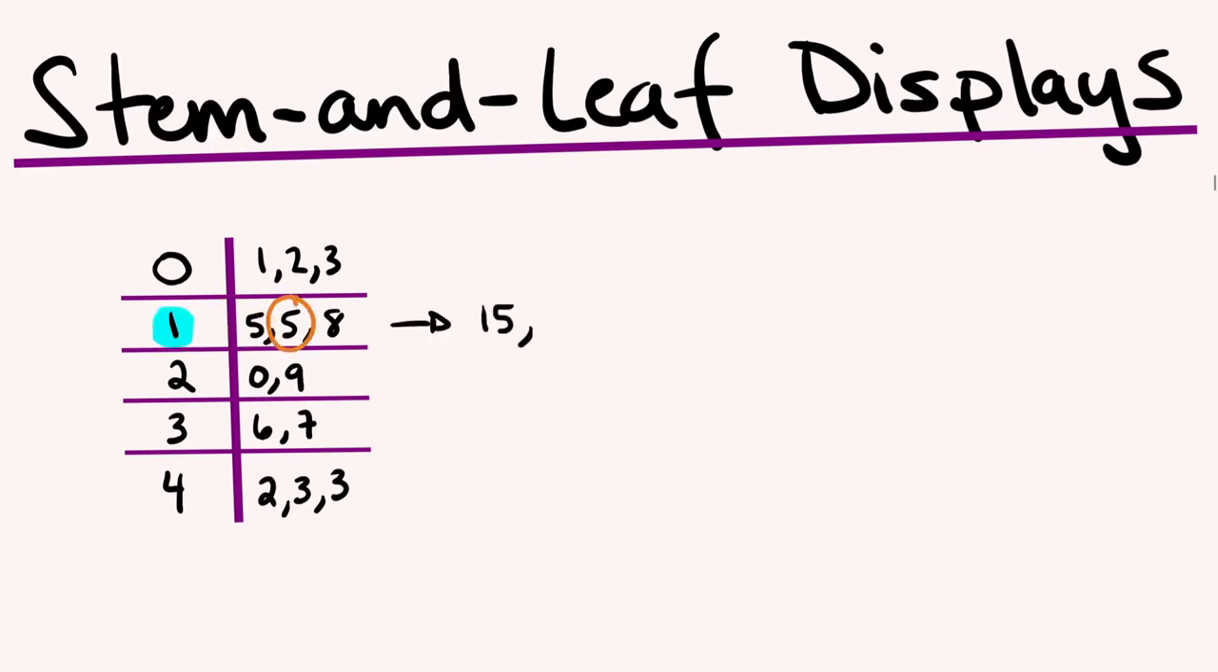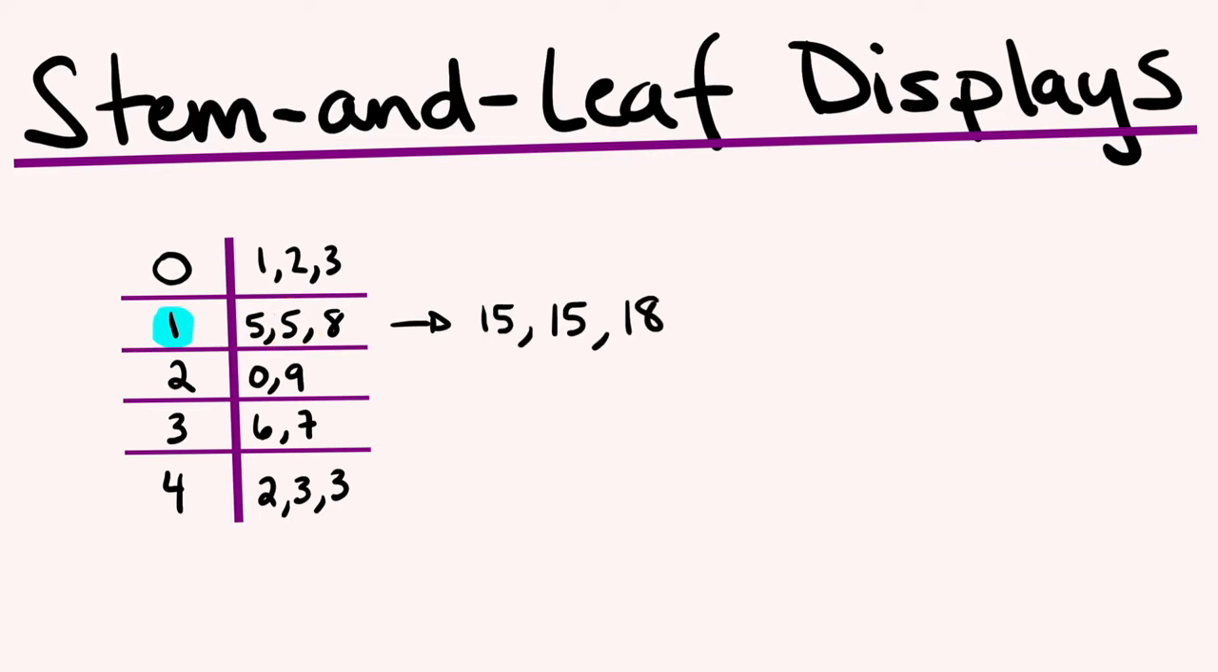As I have another 5 coming after it, that means that there's a 15 that is repeated. And finally, the last digit on this row, the 8, means that I have a 1, 8, or 18. So this is the information that's encoded in our second row of the stem and leaf display, that our data have the values 15, 15, and 18.